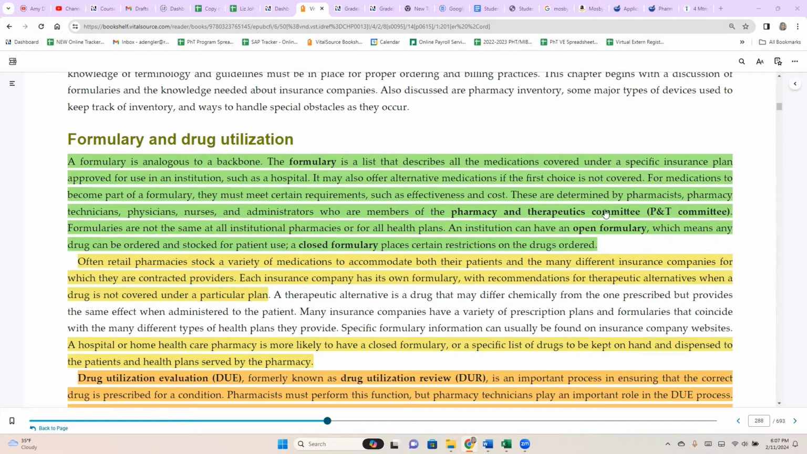So most of the time in hospitals, you're going to see a closed formulary. And that is just because it is a cost saving tool. At the hospital that I worked at, if the patient needed a medication that we didn't stock, we'd ask someone to bring it from home, or we made special considerations. But for the most part, it was a closed formulary.